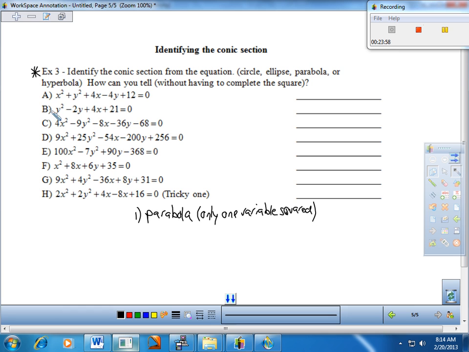And so let's see. How about B? It's the y squared, and the x is just linear. So B has to be a parabola. All right, which is another parabola? I said 2 of each. I've got to find them. Oh, there it is, down at F. Everyone see that? Here the x is squared, but the y is only linear. So F is also the parabola.